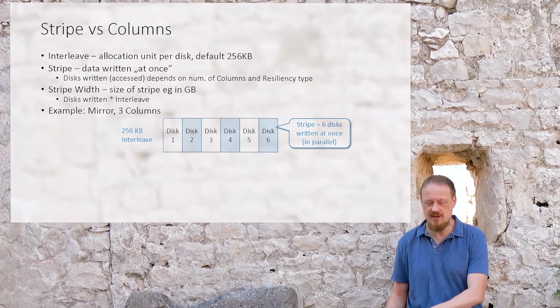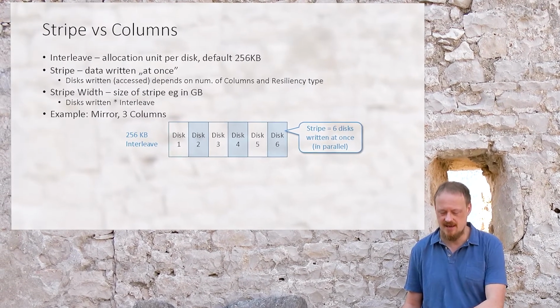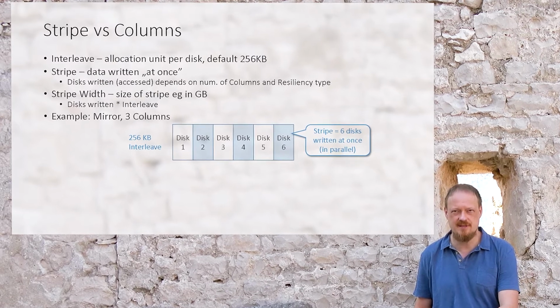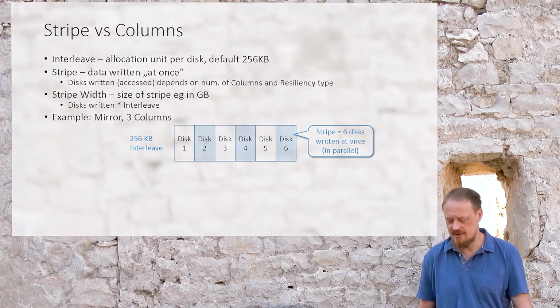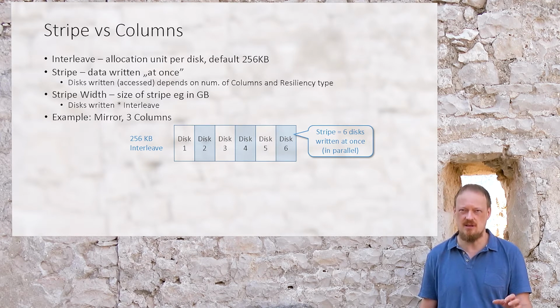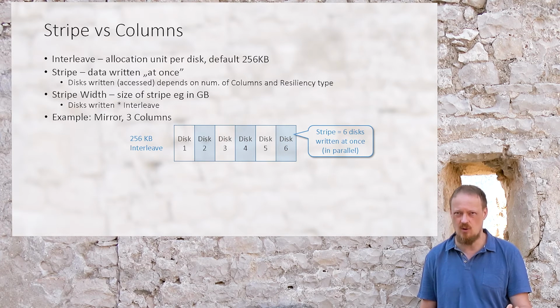That means we have 3 columns, but 6 disks. And interleave is 256 kilobytes, and this is one stripe of 3 columns. It writes to all 6 disks. You could have 10 disks, but in one go, in parallel, it writes to 6 disks all the time. Read 6 disks, write to 6 disks.